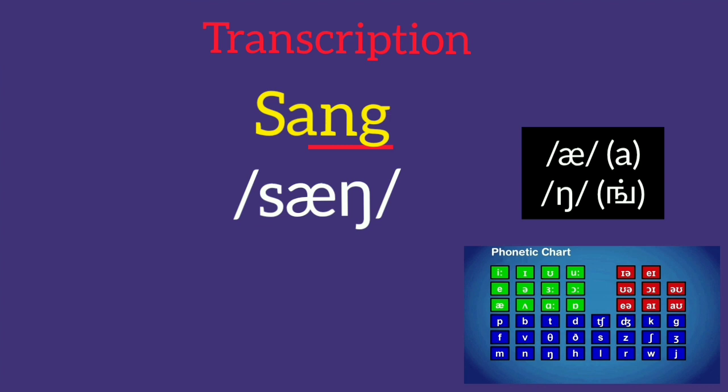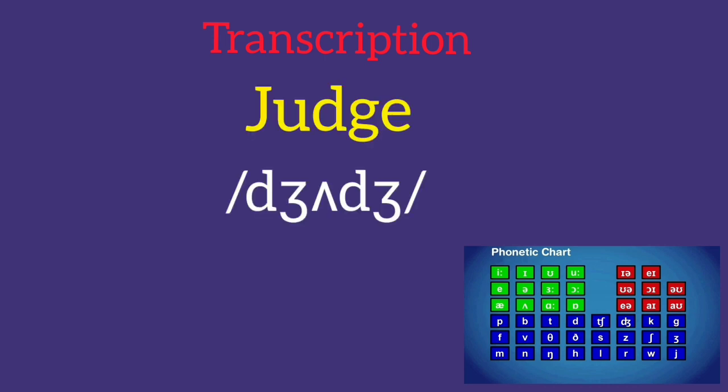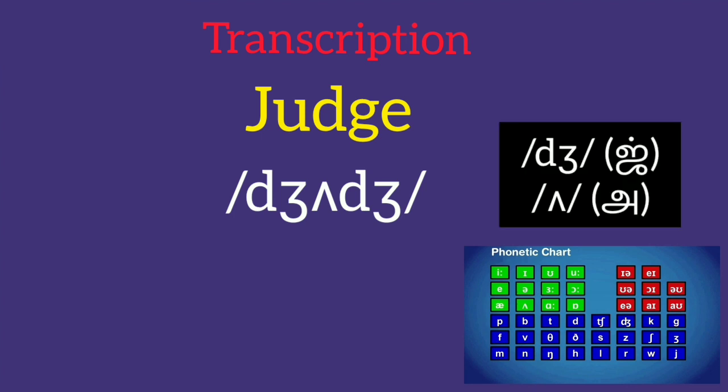The answer for judge is slash ij slash. The letters J and ij produce ij sound, so we use the consonant ij, and the letter U matches with the vowel a since it produces a sound.